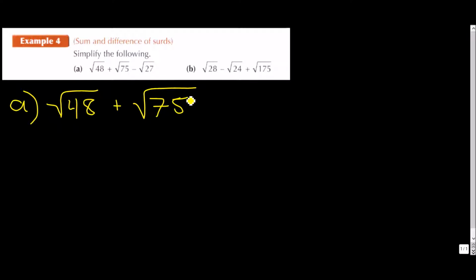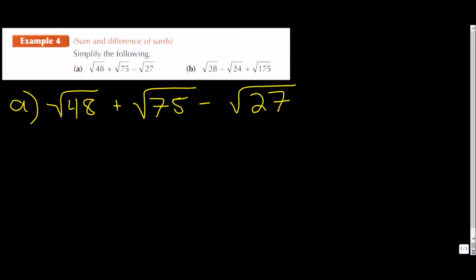Alright, example 4 asks us to simplify the following. They're giving us a string of surds, or a string of square roots put together. We can't add these together because the square root of 48 can only combine with another square root of 48. But if we simplify these down, we can actually do a little bit more. So we have the square root of 48 plus the square root of 75 minus the square root of 27. Let's simplify these as much as possible.